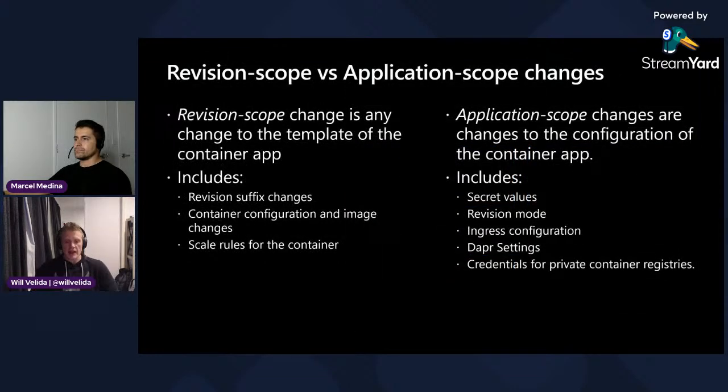Just to illustrate that idea a little bit more, a revision scope change is a change to the template of our container app. So this includes revision suffix changes, container configuration and image changes, and scale rules. While application scope changes are changes to the configuration of the container app itself. So this is the secrets that we use, what revision mode, because you can change between single and multiple revision mode, the ingress that we configure for our particular container, the Dapr settings that are applied to our container apps, and the credentials that we use for private container registries.